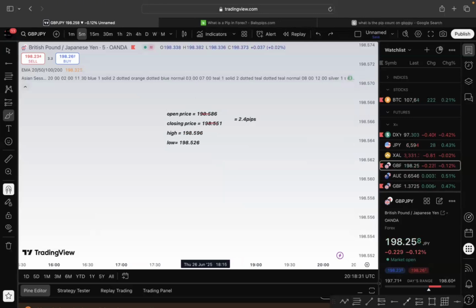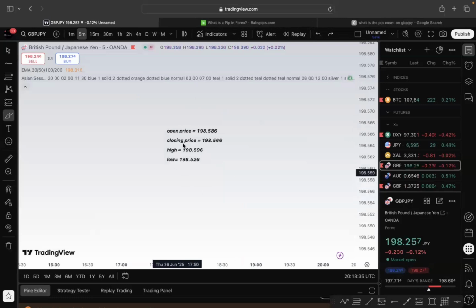Now let's make it a little bit more complex. Okay, fine. Let's do between the high and the low. So between the high and the low would give us how many pips? You answer that. So the 198.5 is the same, so you just look at the 9.6 and the 2.6. What's the number of pips between the 9.6 and the 2.6?